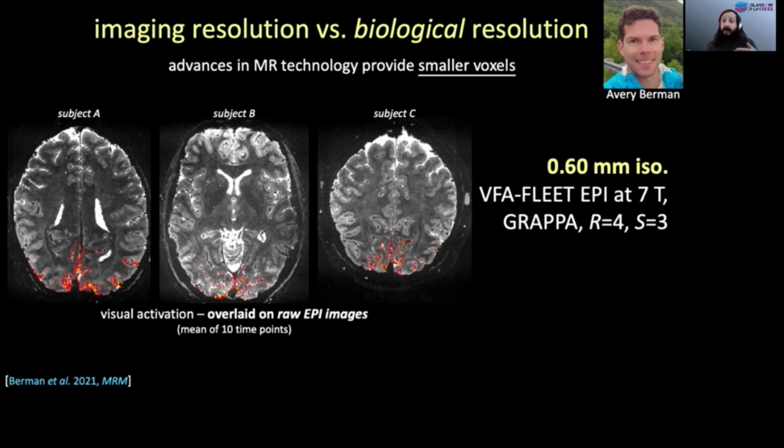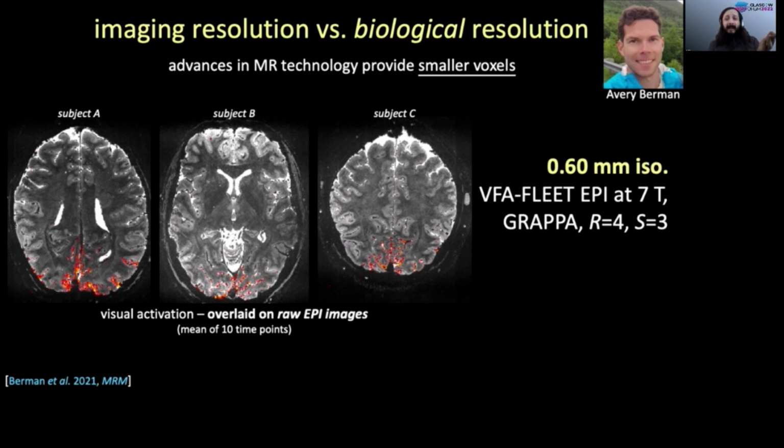Now, this is relevant for those of us who wish to map units of functional architecture, such as cortical columns, layers, brain parcels, and subnuclei, as well as fine-scale subnetwork organization in large-scale brain circuits that Randy Buckner and others have recently demonstrated. So to address this question, we should first distinguish between two concepts. We've seen that advances in MR technology provide smaller voxels and faster sampling rates, thus increasing the imaging resolution. So here's a recent example from Avery Berman from our lab showing a high imaging resolution of 0.6 millimeters isotropic fMRI at 7 Tesla, which required a lot of effort to achieve.